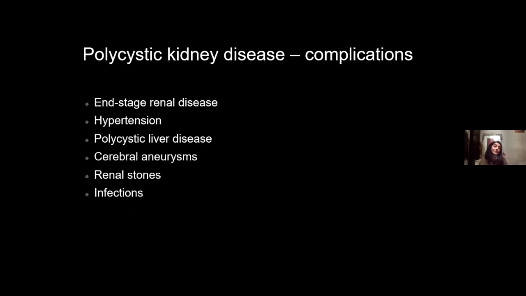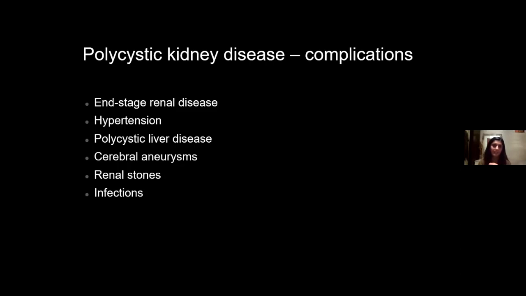So the complications: this can lead to end-stage renal disease and hypertension. Again, like I said, other organs can become involved, and this can be the liver, so we can end up with a polycystic liver. We can have cerebral aneurysms, renal stones, and infections. And that is all I have about polycystic kidney disease.